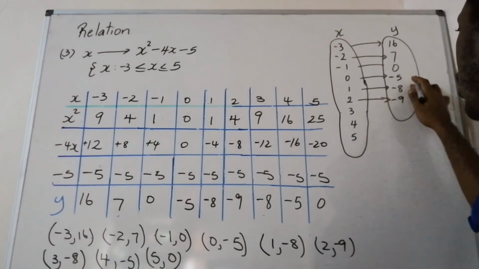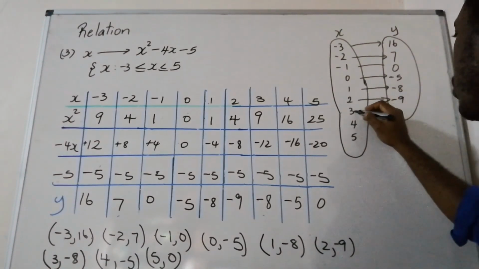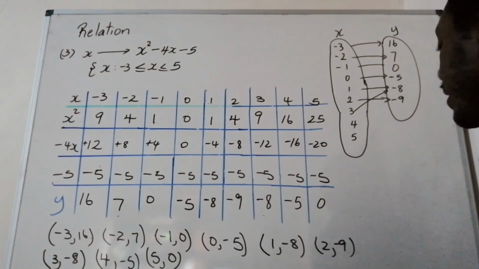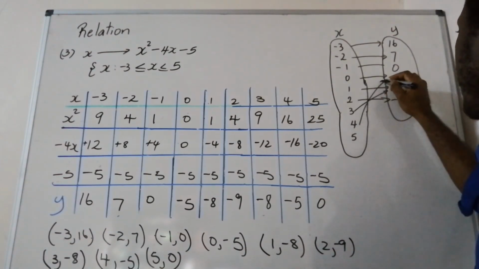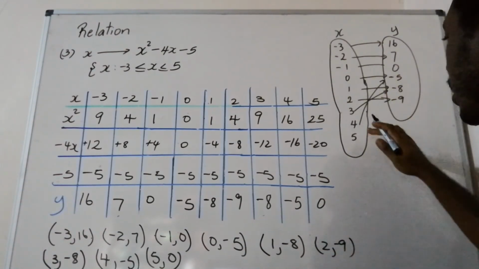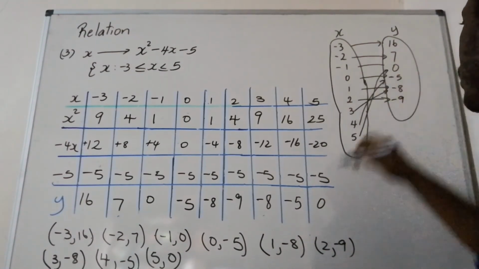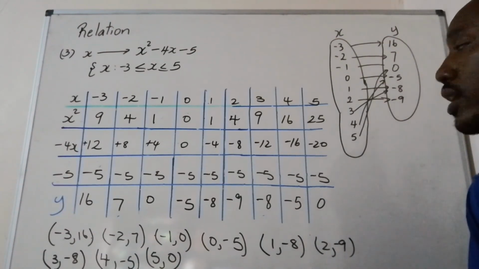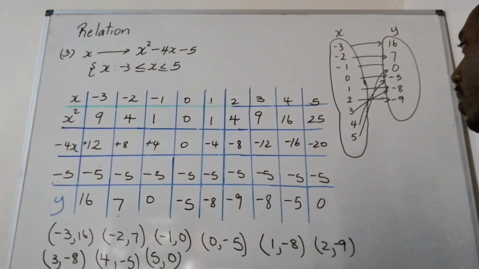Then we have 3, negative 8. Now, here we already have negative 8, so we don't write the next negative 8. What we do, we map to that negative 8. Then we have 4, negative 5. We already have negative 5 there, so we map to that. And since we already have 0, we map this 5 to 0. So that is how we will represent this mapping diagram.